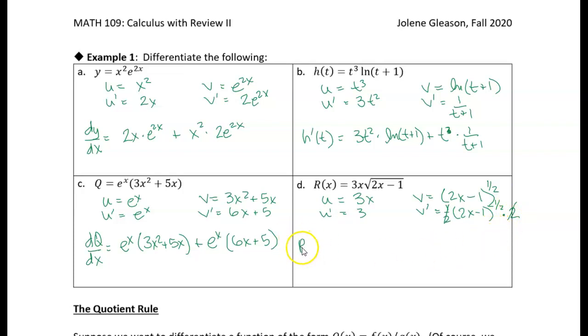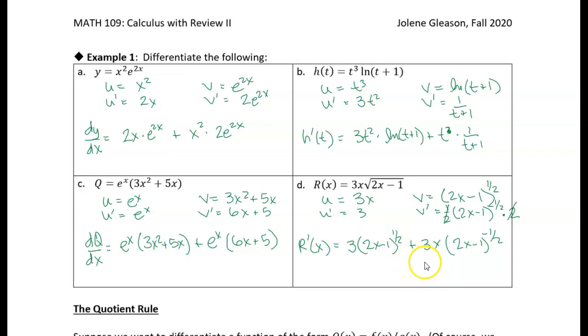All right, so let's calculate r prime of x. We need the derivative of the first times the second, 2x minus 1 to the 1/2, plus the first times the derivative of the second, which is just 2x minus 1 to the minus 1/2. All right, all there is to it.